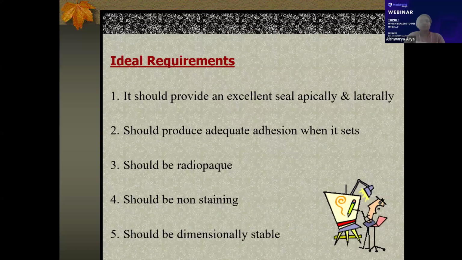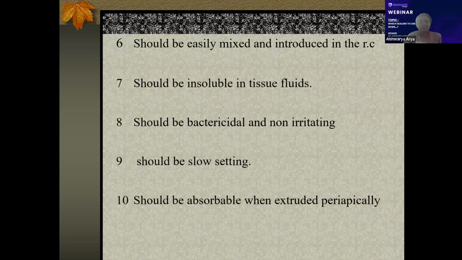So the first 2 to 3 slides would be a little theoretical, where we need to go back to our basics to understand what the ideal requirements of sealers are. They provide a very excellent sealing ability, apically as well as laterally. It helps to produce adequate adhesion. Of course, we need radio opacity. We need something which is non-staining, not causing any kind of stain to our root canals or to the tooth, as well as dimensionally stable.